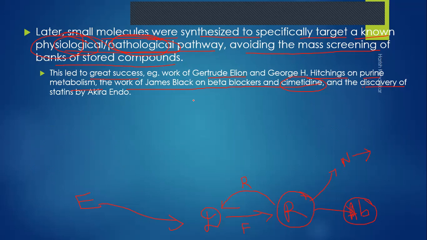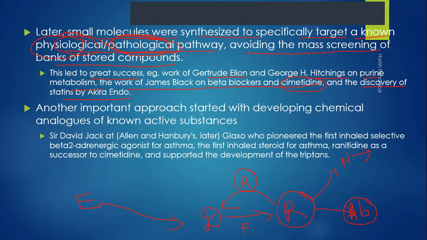And then discovery of statins by Akira Endo. So these are all examples of the modern era of drug discovery wherein receptors were thought of first, the targets were thought of first, and then the drugs were designed for it via reverse pharmacology, right? So another important approach started with developing chemical analogs known as the active substances.